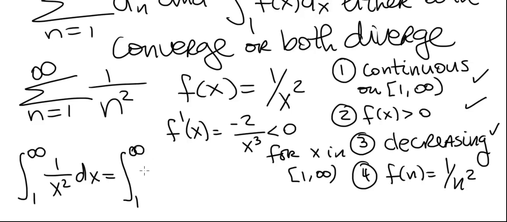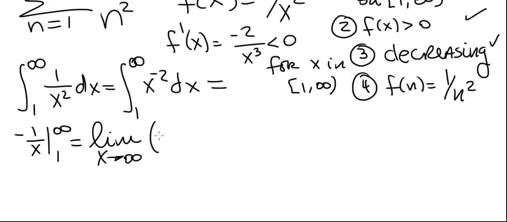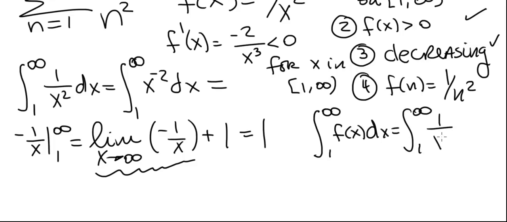This is the integral from 1 to infinity of x to the minus 2, and the integral of x to the minus 2 is minus 1 over x evaluated from 1 to infinity. This is the limit as x approaches infinity of minus 1 over x, and then minus a minus 1, so plus 1. This limit clearly goes to 0, so we end up with 1. Therefore, the improper integral from 1 to infinity of f of x dx, which in this case is the integral from 1 to infinity of 1 over x squared dx, converges to 1.